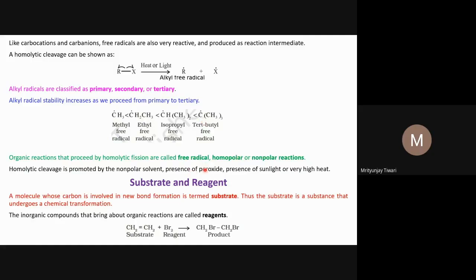And then the presence of a peroxide catalyst, as I explained: peroxide itself undergoes homolytic cleavage very easily, and so it will form two different radicals based on the oxygen, with the odd electron on the oxygen. Like, suppose HO-OH, hydrogen peroxide, it will form two OH free radicals, or ROOH.